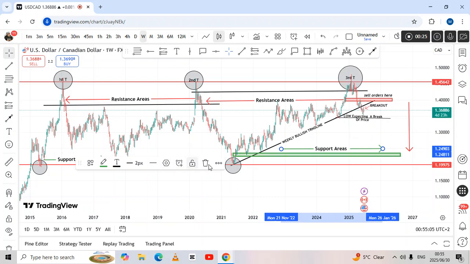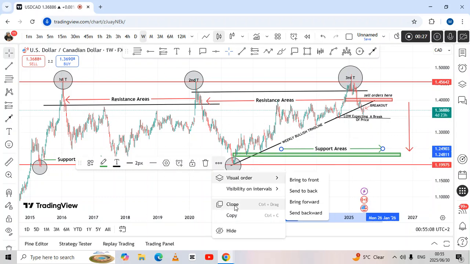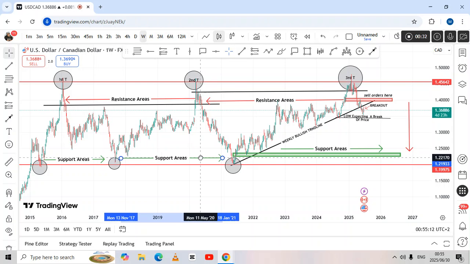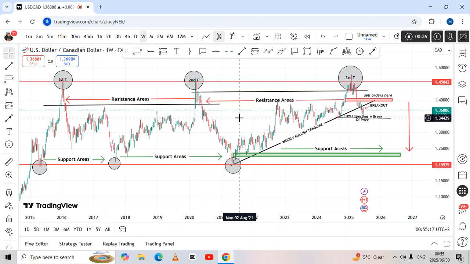What's happening is that I'm on a weekly time frame right now, right? I'm currently on a weekly time frame, and here is a strategy that I'm going to show you guys, how I trade my price action using support and resistance and trend lines, right?